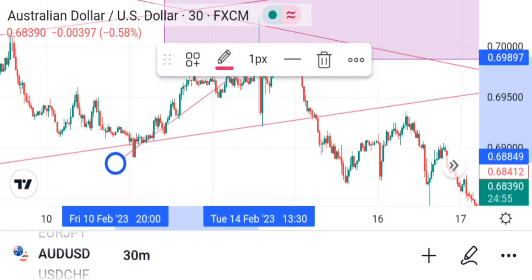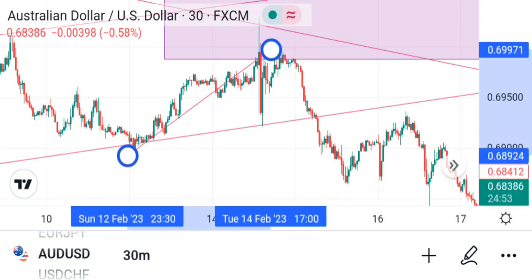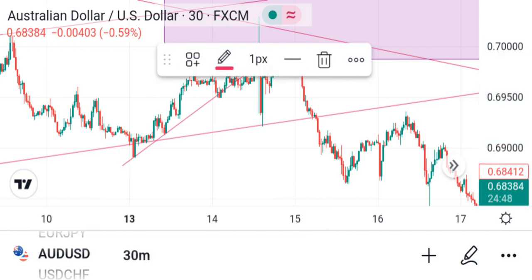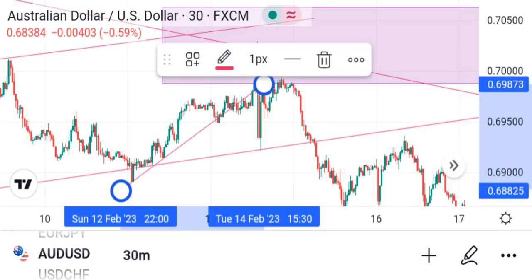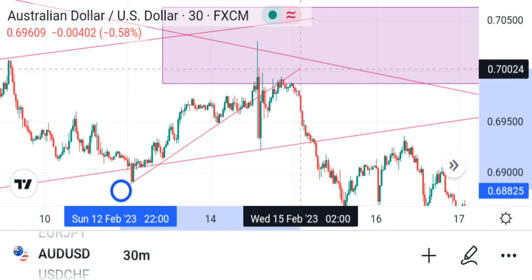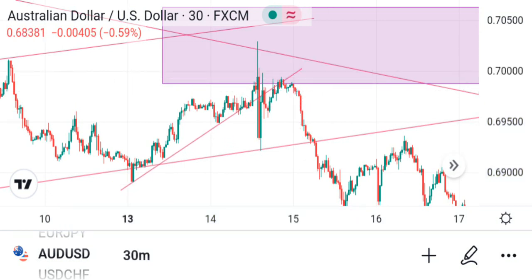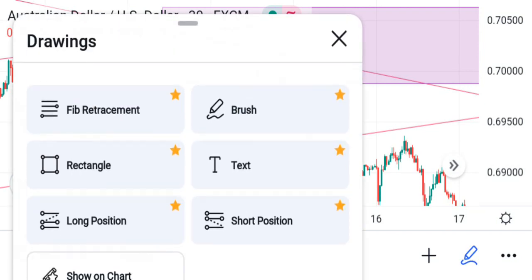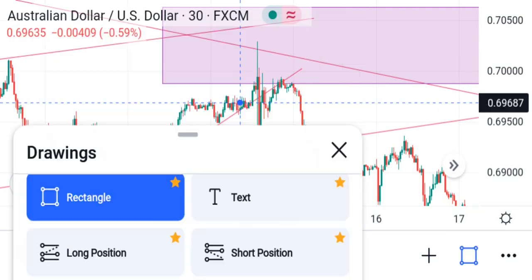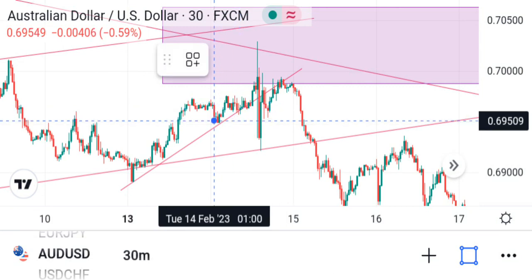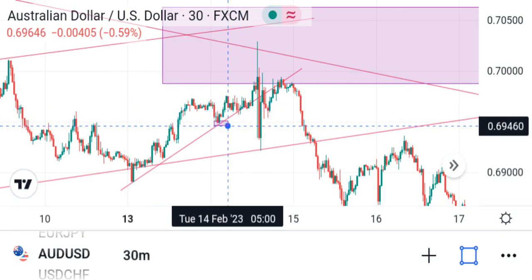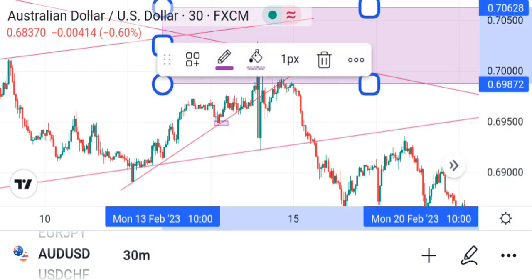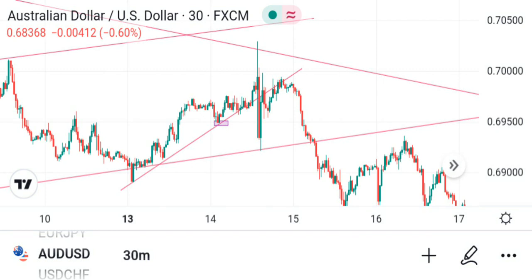Now let's see what happened here. This was the last swing point. You place your trend line on that last swing point and you draw it, making sure that the market is touching two other swing points. The two swing points the market is touching here is this, and it's equally touching this.